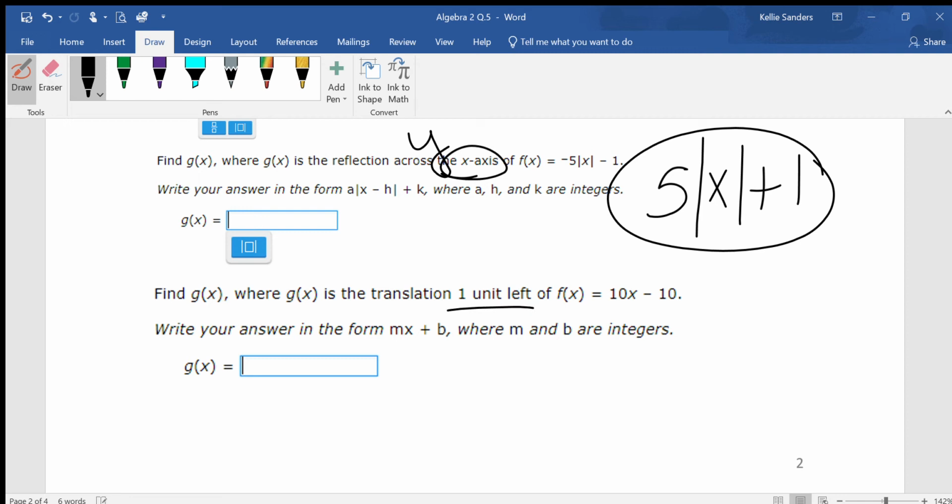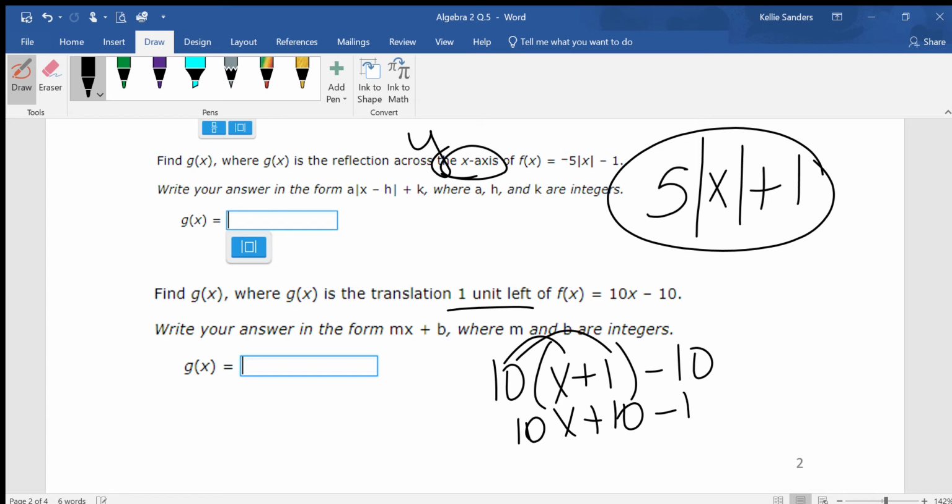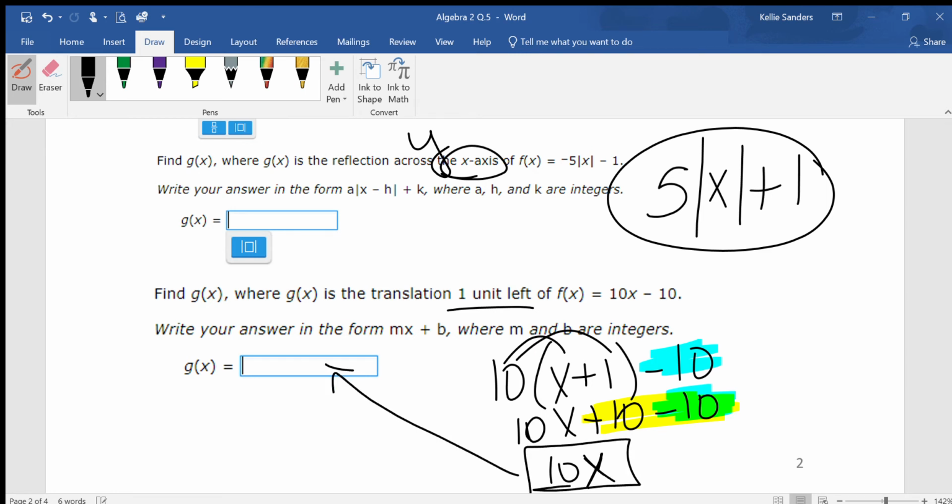We're going to go 1 unit to the left. That means we're going to be inside the parent. So to the left usually means negative, so we're going to do positive. We're going to distribute. We're going to bring that negative 10 down. This negative 10 is that negative 10. And then 10x, if I put these together, what's a positive 10 and a negative 10? 0, which means they cancel out. So 10x is going to go inside the box.